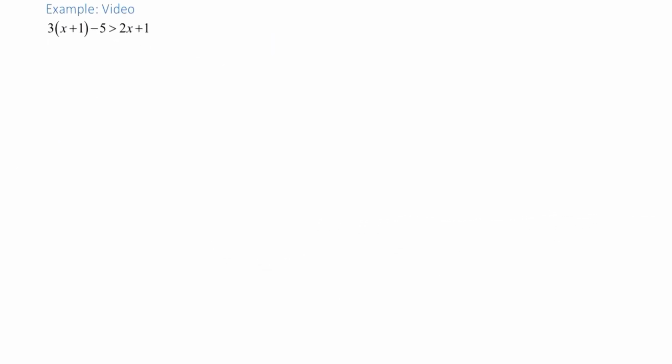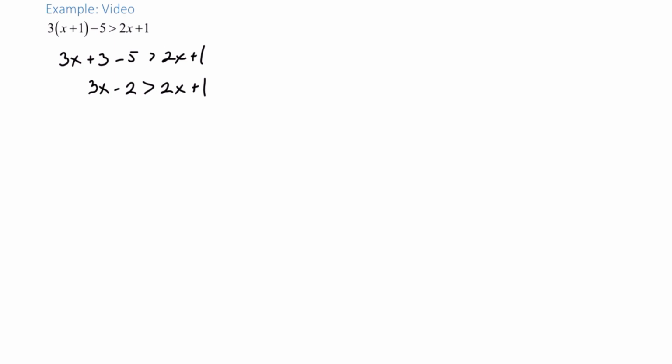Up next, we first need to distribute to remove the parentheses. 3x plus 3 minus 5 is greater than 2x plus 1. Combine like terms on the left. 3x minus 2 is greater than 2x plus 1.